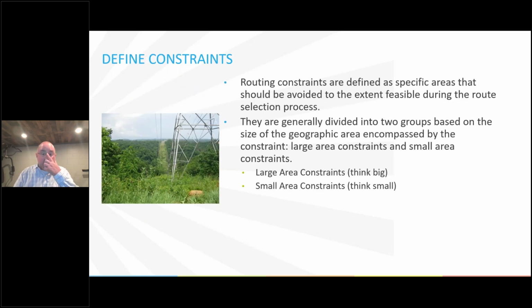So you need to define your constraints as well. Routing constraints are defined as specific areas that should be avoided to the extent feasible during the route selection process. They are generally divided into two groups based on the size of the geographic area encompassed by the constraint. So we've got large area constraints and small area constraints.